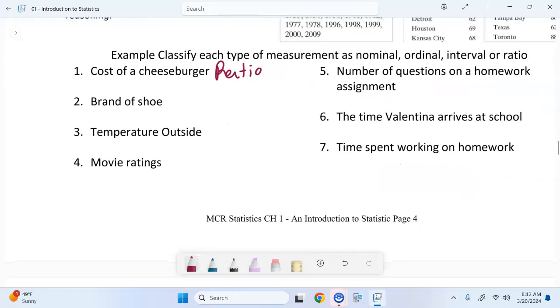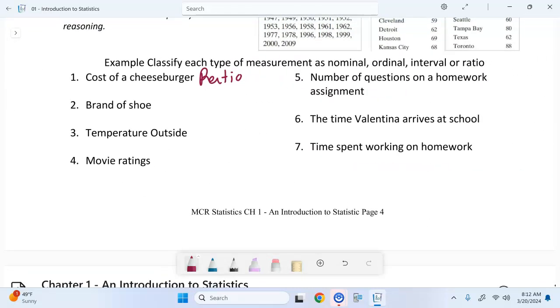Brand of shoe. Nominal. There's no order to it. It's qualitative, so it has to be one of the first two.